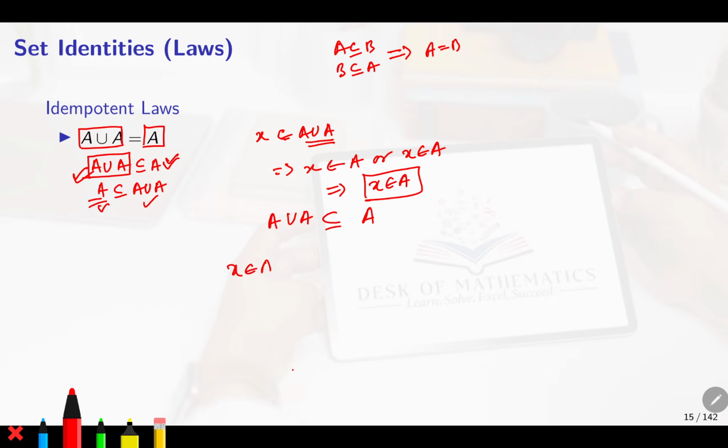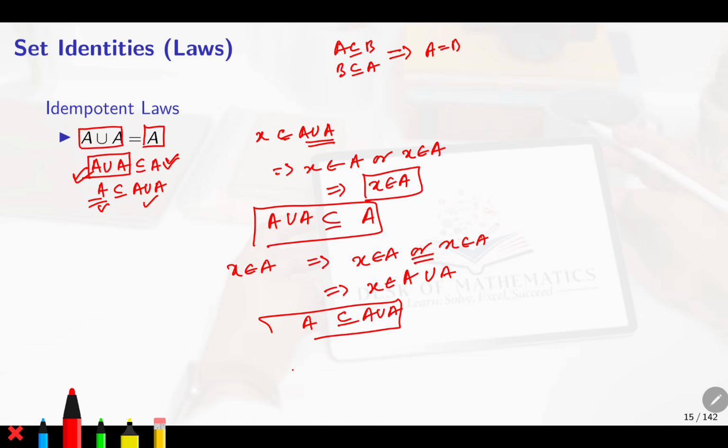So let X be from A, so that implies X can be written in A or X can be written in A. So we can write it in this way. By the OR definition, X is in A union A. So that means it is a subset of A union A. So A is a subset of A union A, and A union A is a subset of A. From these two relations, A union A is equal to A.